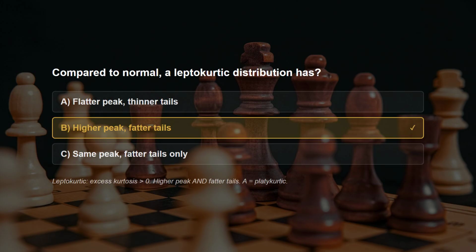If you chose C, that is partially correct about the tails, but wrong about the peak. Leptokurtic distributions have both a higher peak and fatter tails. The probability mass comes from the shoulders of the distribution, which are thinner than normal. Exam pattern: lepto equals more peak, more tail. Platy equals less peak, less tail.